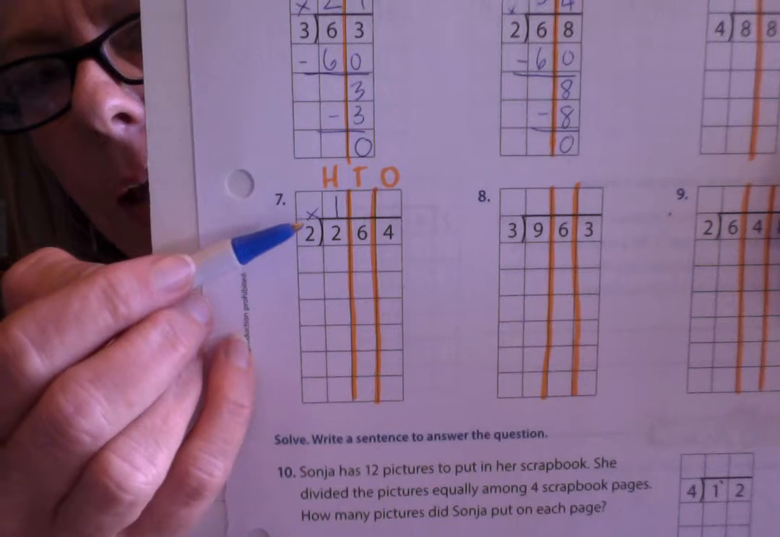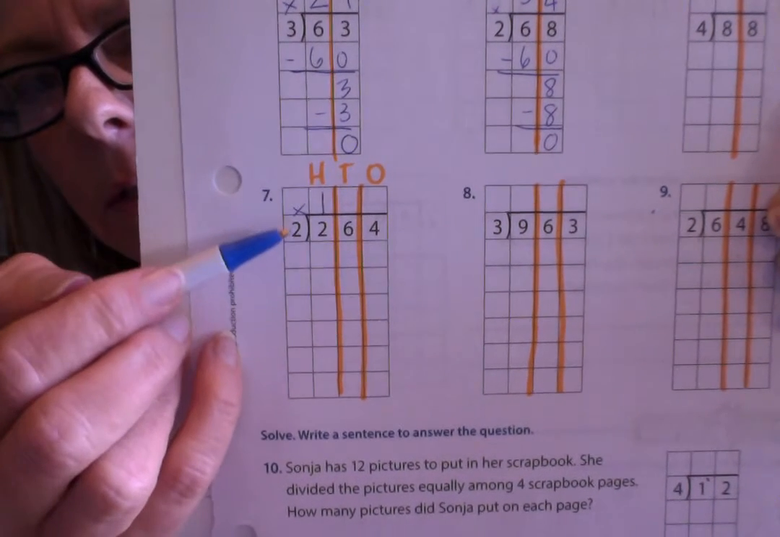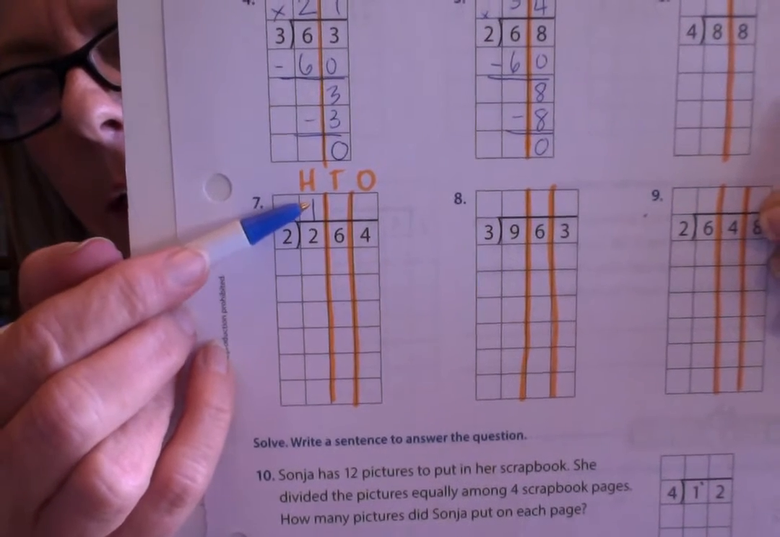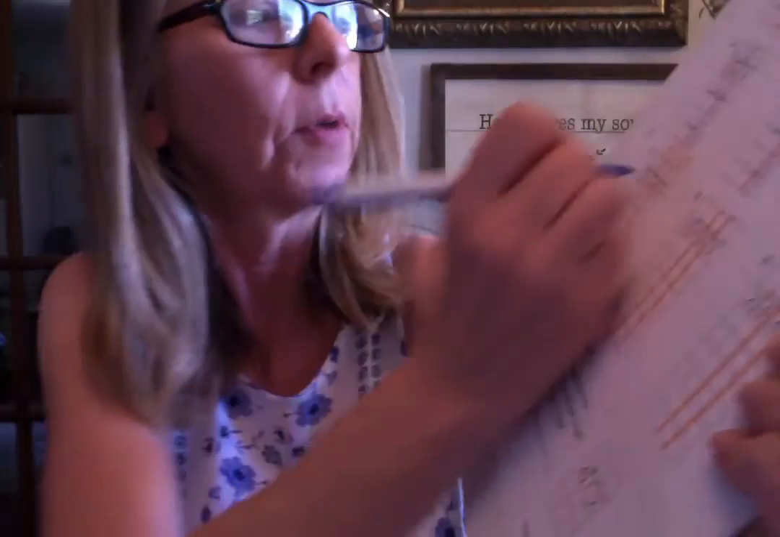Okay, so now Mom multiplies. She takes the divisor times our hundreds. 2 times 1 equals 2. And what number is 2 hundreds? Right, we would write 200.